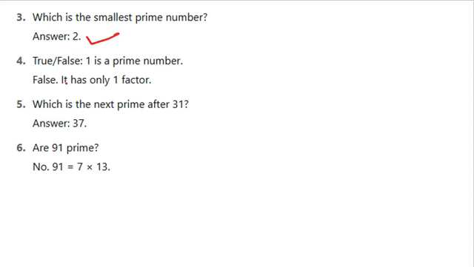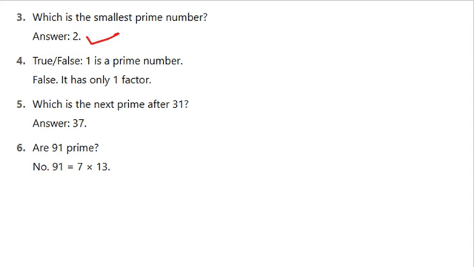True or false? 1 is a prime number. False. It only has one factor, so it cannot be a prime number. So this is correct, it's a false answer. 1 cannot be a prime number.